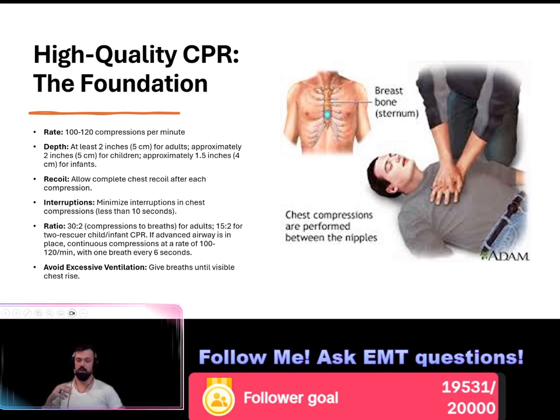So at least or about 2 inches for children, which is age 1 to onset of puberty, which for males is underarm hair growth and for females breast development.